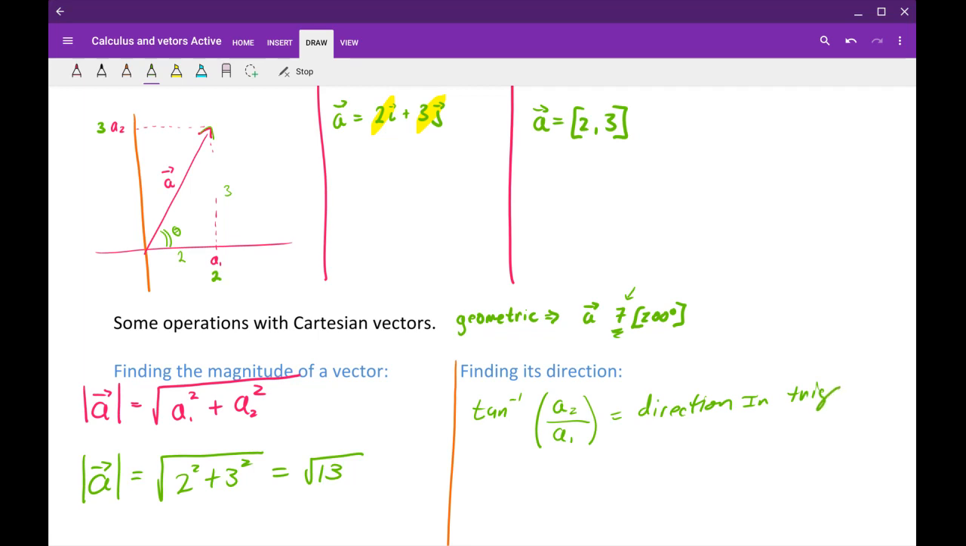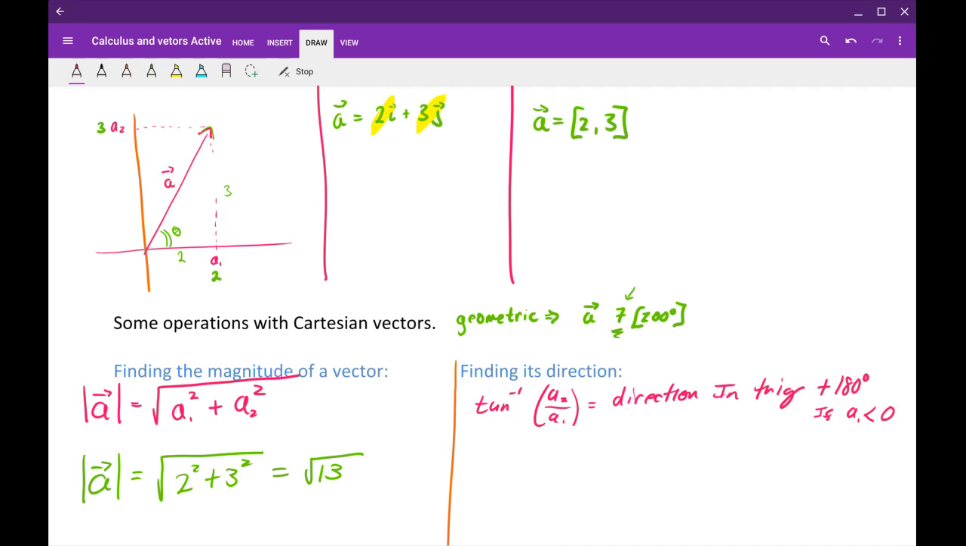I should have written that in pink because this is the general rule, and then in green I want to write our example. So the general rule is you do the tangent inverse of the y component over the x component, and this would give you the direction in trig. And don't forget to add 180 degrees if the x direction is negative.